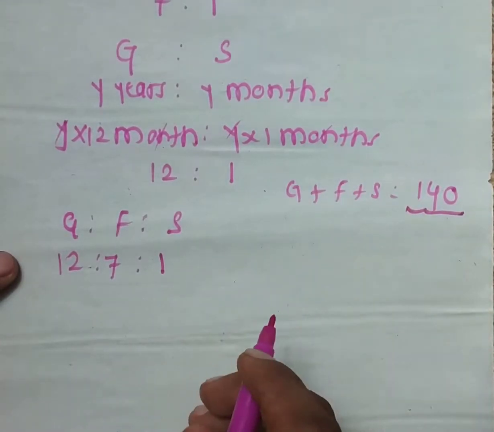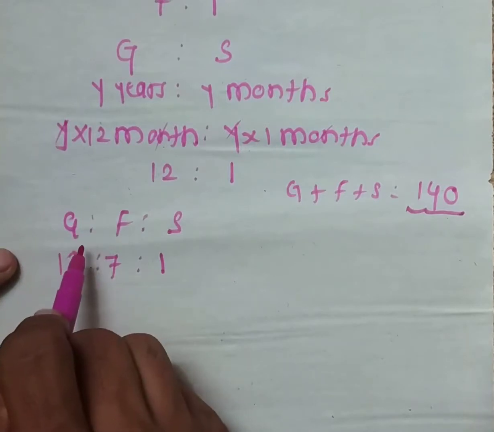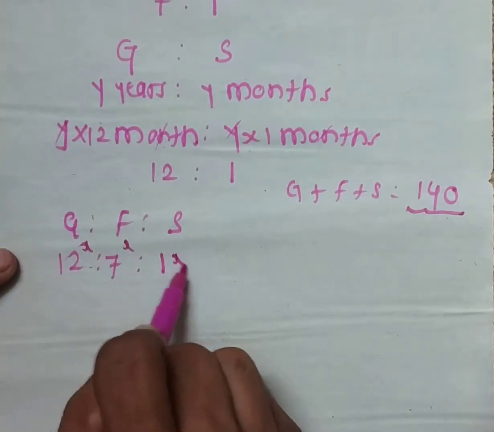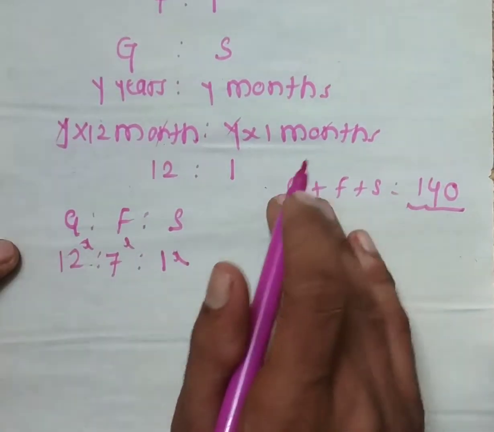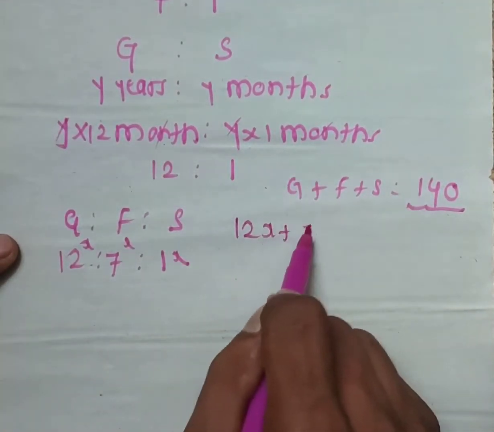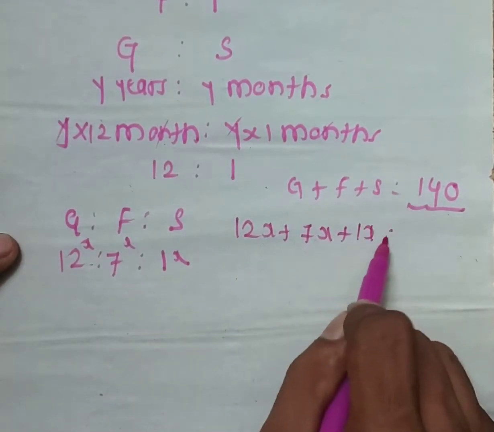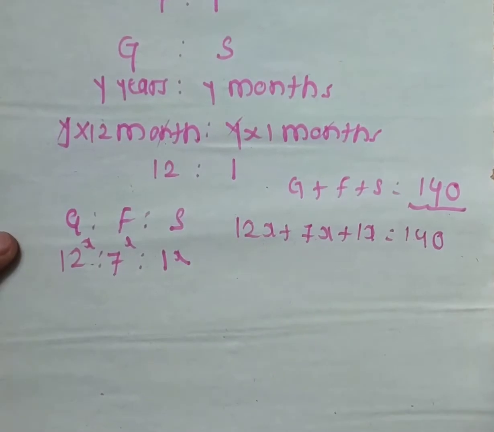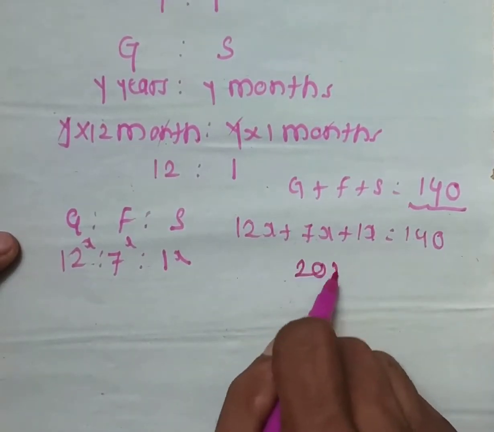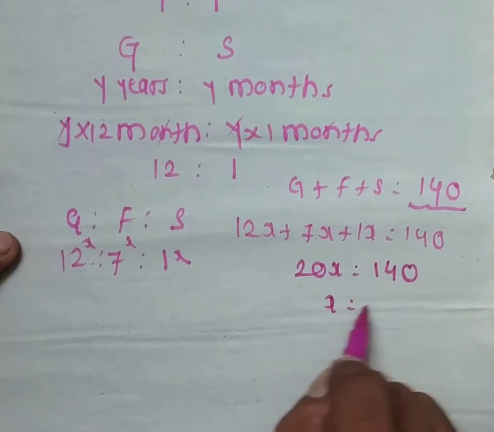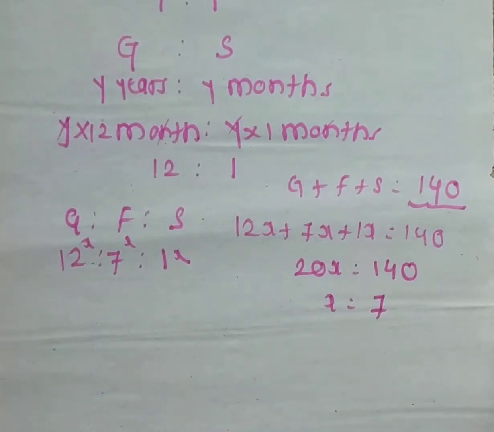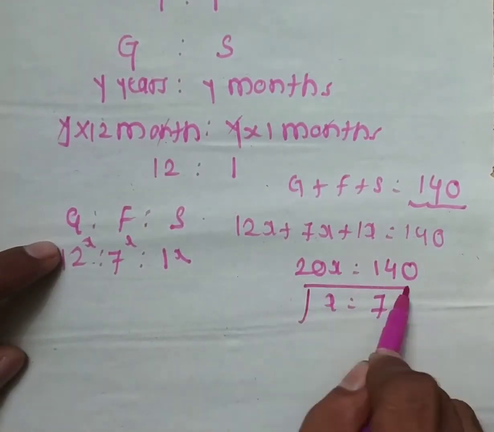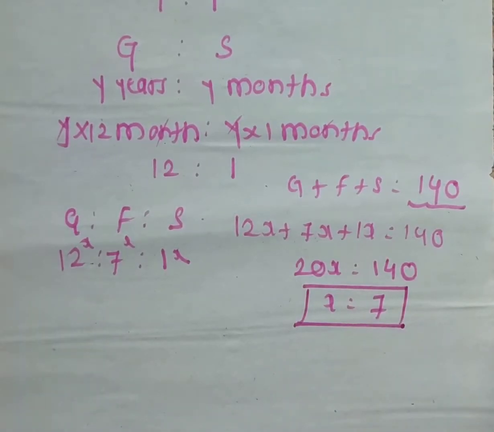As we know that a ratio doesn't have any unit, I can put whatever I want here. If I put x, these are all the present ages of these people, and the summation of their present ages is 140 years. So I can write it as 12x plus 7x plus 1x is equal to 140. 12 plus 7, 19x, plus 1x, 20x is equal to 140. So x is equal to 140 upon 20. 20 sevens are 140. So x is equal to 7 here.